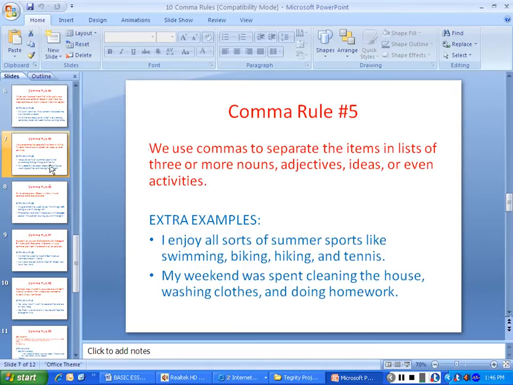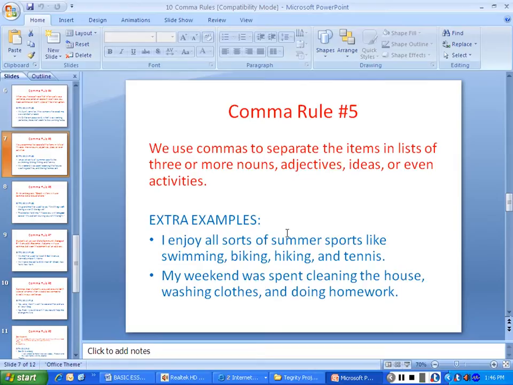Comma rule number 5. We use commas to separate the items in lists of 3 or more nouns, adjectives, ideas, or even activities. Let's take a look at the items in this list. In our list, we have nouns, adjectives, ideas, and activities. We have a comma between each, even the last one. Here are some extra examples.